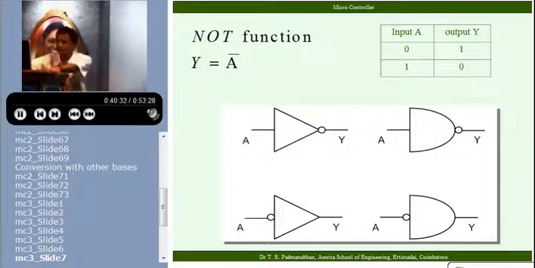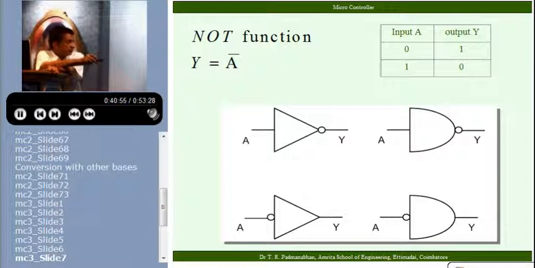I take a simple case. First is a NOT function. The NOT function, we put like this. If I give A as an input to a function block, it gives an output Y. A and Y are related like this: Y equal to A bar. We put A bar, the complement of A. A bar is the complement of A.